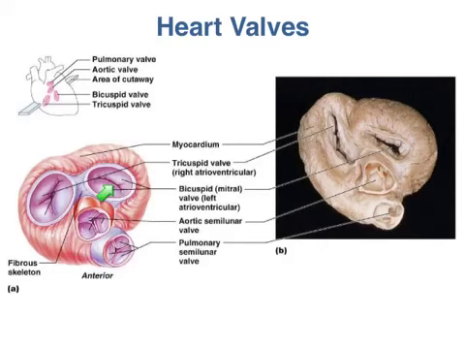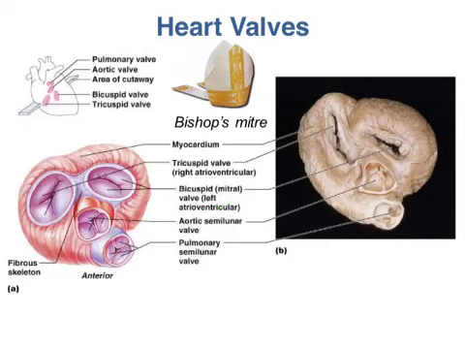The right AV valve is also called the tricuspid valve because it has 3 leaves that make up the valve. The left AV valve is also called the bicuspid valve because it only has 2 flaps to the valve. It's also sometimes called the mitral valve, after a bishop's mitre. Someone thought the bicuspid valve looked like this two-flapped hat that bishops wear.